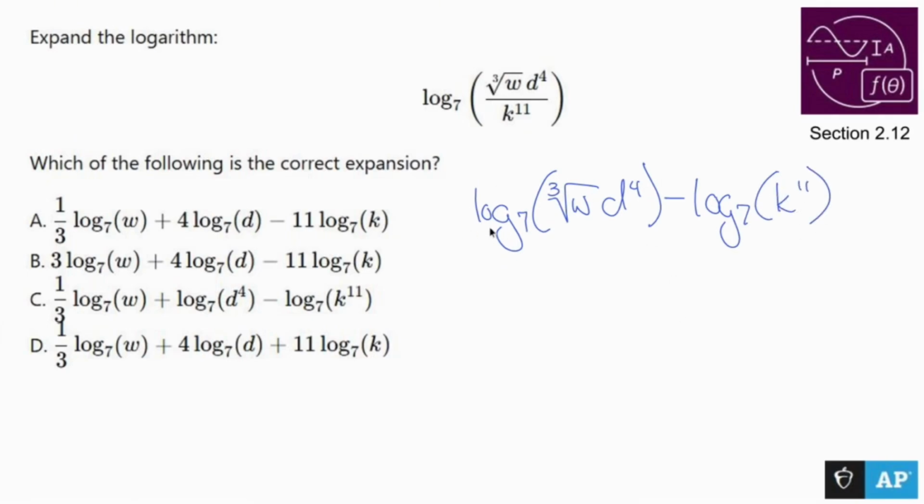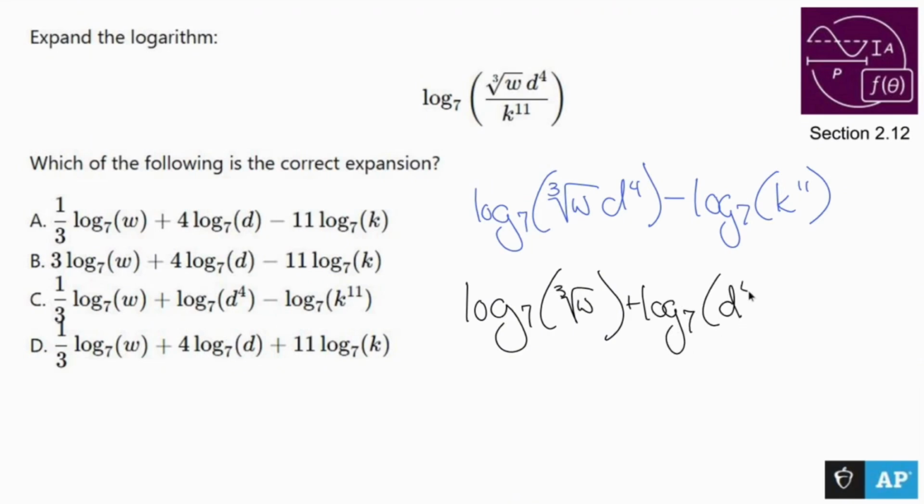Then I ask myself, what must I have done, I think that's the correct grammar, in order for me to get log base 7 of this times that? Well, we must have added. So split that up through addition. Log base 7 of the cube root of w plus log base 7 of d to the 4th minus log base 7 of k to the 11th.